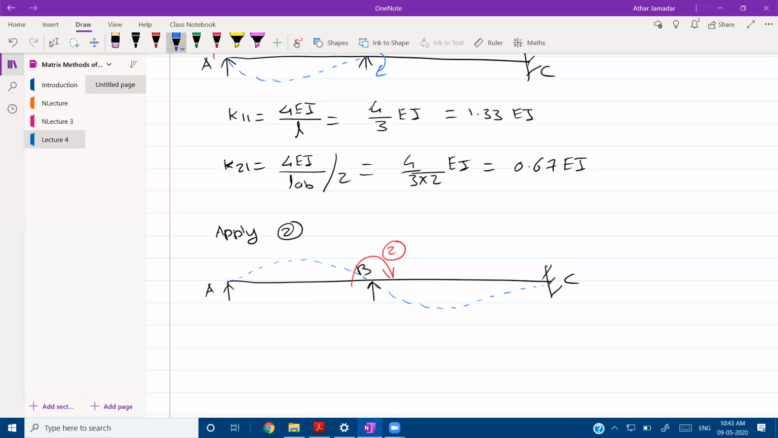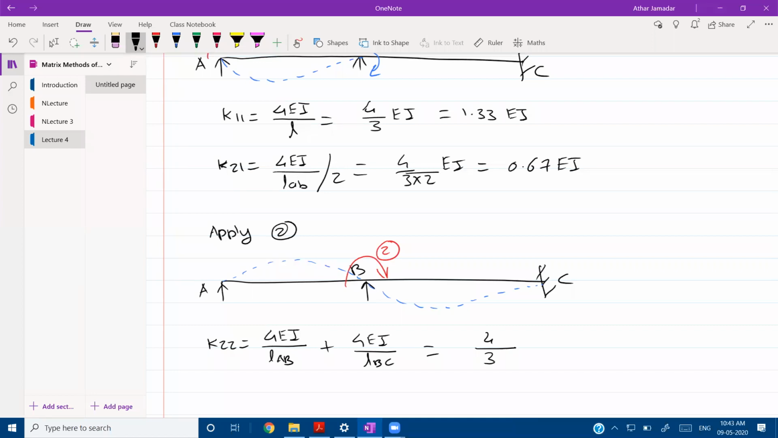So now the K22 coordinate will be, due to moment, 4 EI by LAB plus 4 EI by LBC. So 4 by LAB is 4 by 3, plus 4 by LBC is 4 by 4, into EI. This is going to be 2.33 EI.